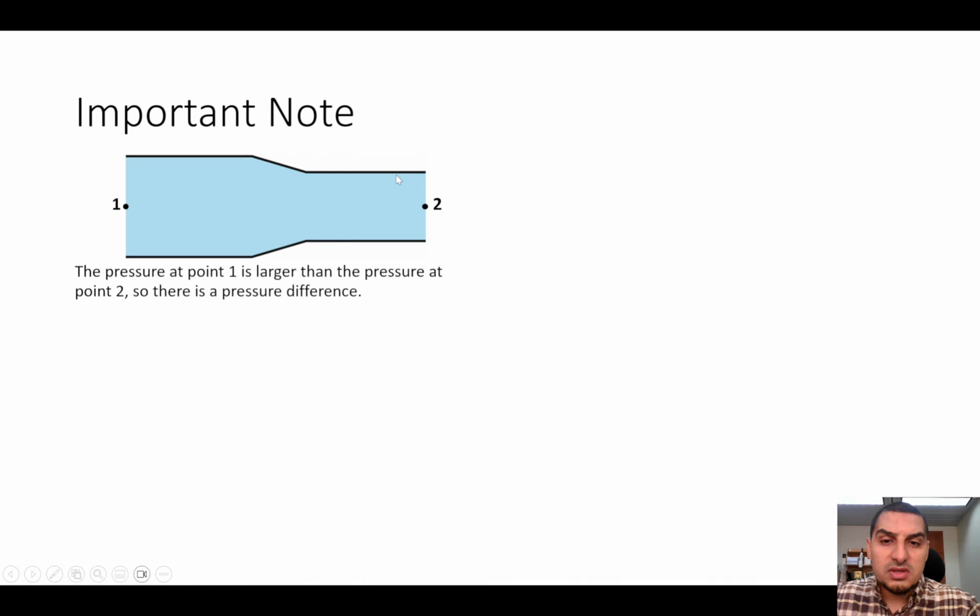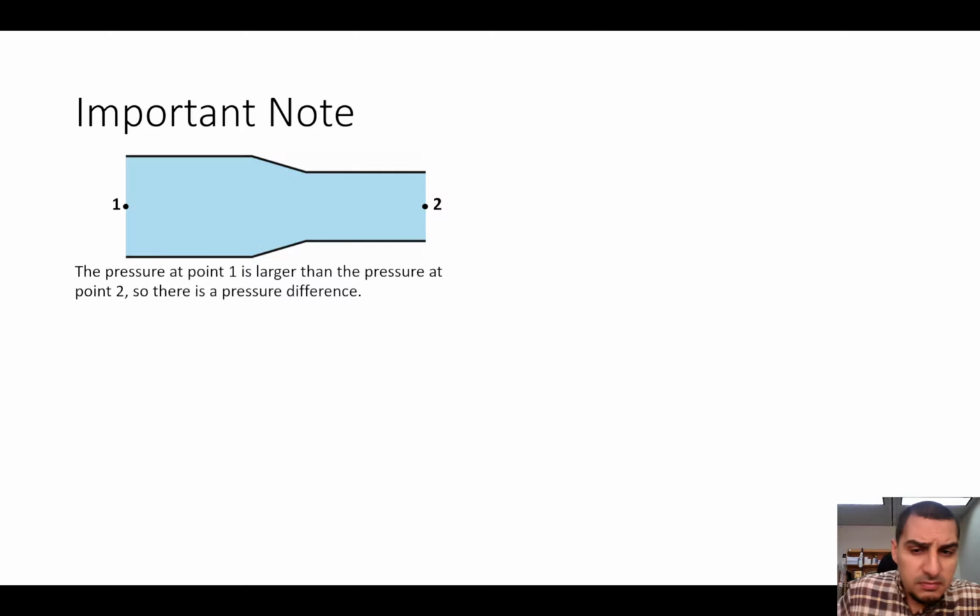And from the Bernoulli equation, the energy can be transferred from one form to another. So this velocity increase means that the kinetic energy increased, and this increase in energy is coming from somewhere else. It's coming from the flow work. So the pressure will decrease and the velocity will increase. This is simple substitution in the Bernoulli equation.